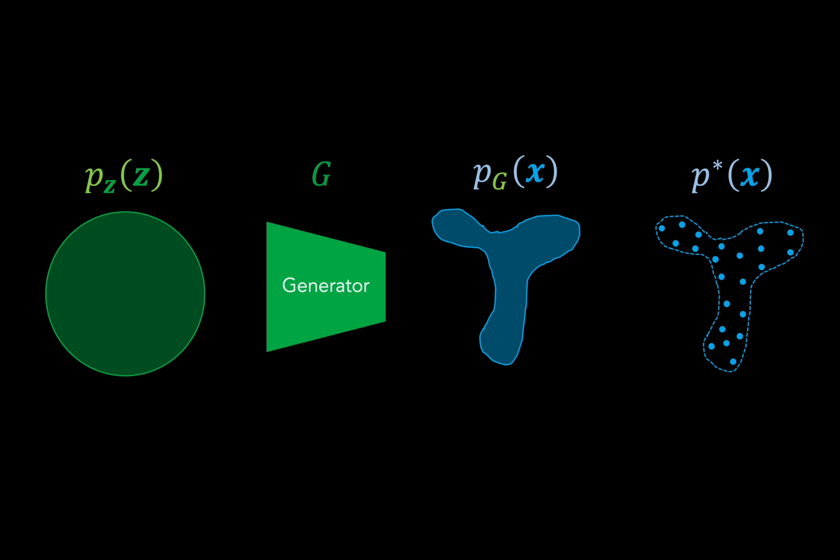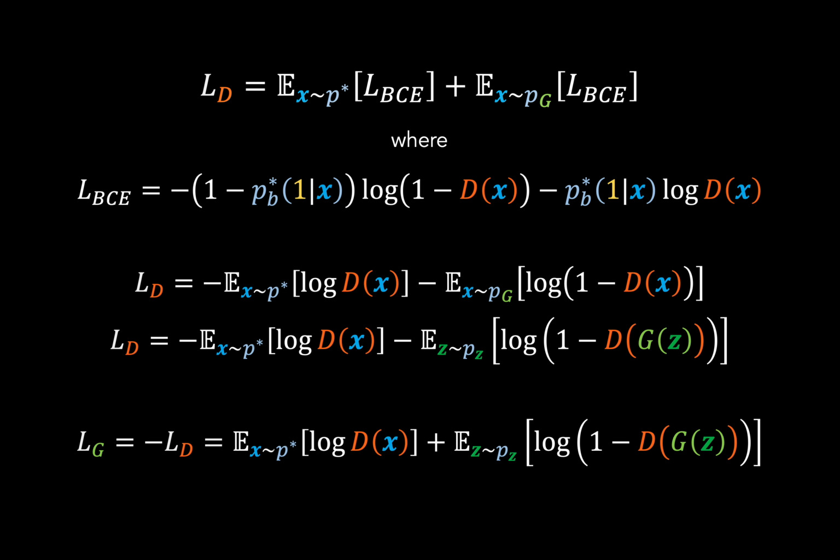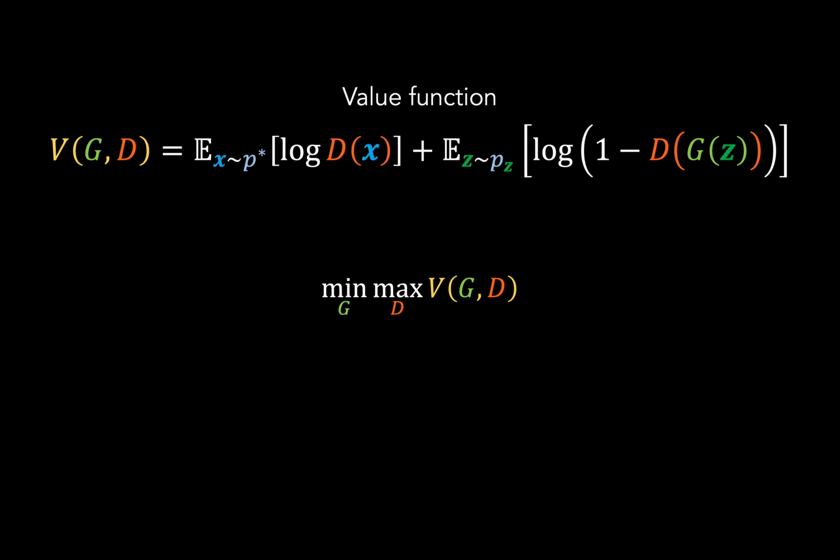Now, of course, the ultimate objective is to align P of g with P star, but it turns out we can achieve this by using the intermediate objective of reducing the discriminator's performance as much as possible. So the generator loss is the negative of the discriminator loss, just ignoring the first term, since the generator can't actually influence this. So basically what we have here is a situation where the generator and discriminator are being trained on directly contradictory objectives. Now, in game theory speak, we can think of this expression as some value function V that our generator is trying to minimize and our discriminator is trying to maximize.